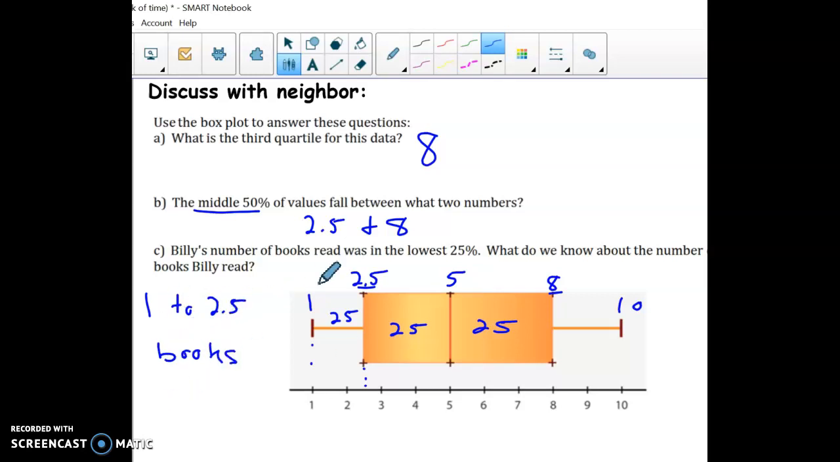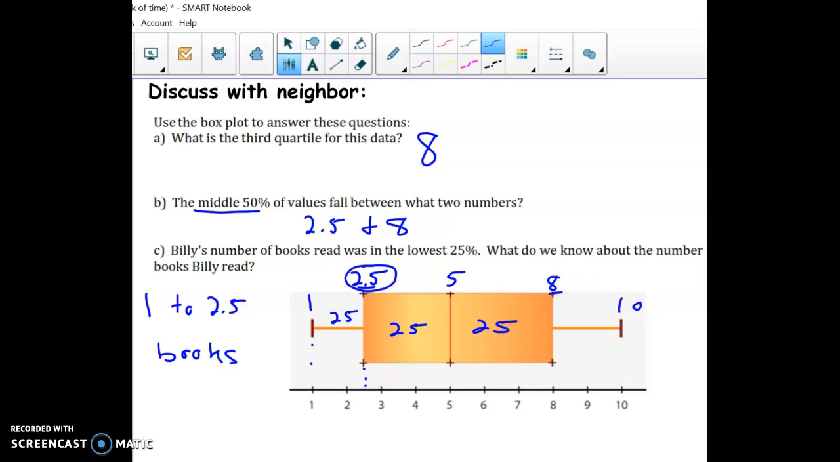Okay, and again, this is related to percentile ranks too. Right? So if Billy read exactly 2.5 books, his percentile rank would be 25. Because he'd be ahead of or equal to 25% of the number of books that were read. If you had something like 8, you'd be the 75th percentile. 10 would represent the 100th percentile. You're ahead of or equal to 100%.